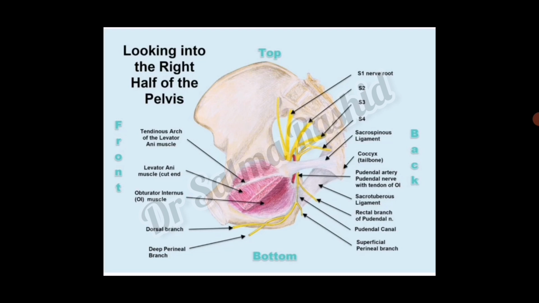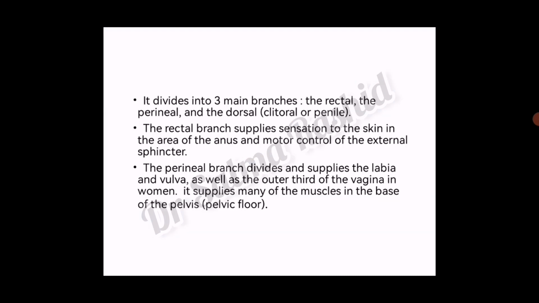The pudendal nerve has a great chance of compression when it passes through the pudendal canal, and also at the ischial spine, where a pudendal nerve block is given. Now the pudendal nerve is divided into three main branches: the rectal, the perineal and the dorsal clitoral or penile branch.